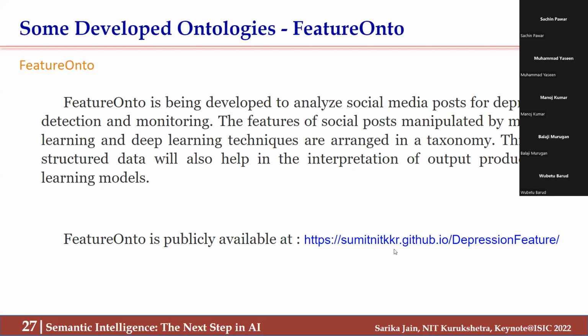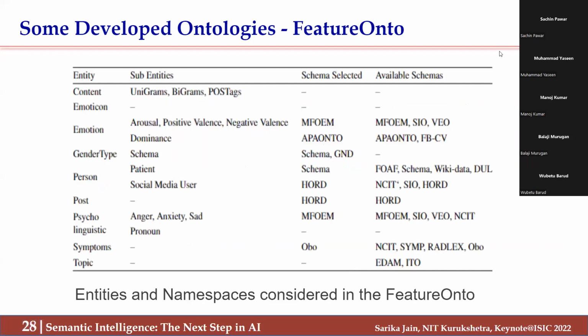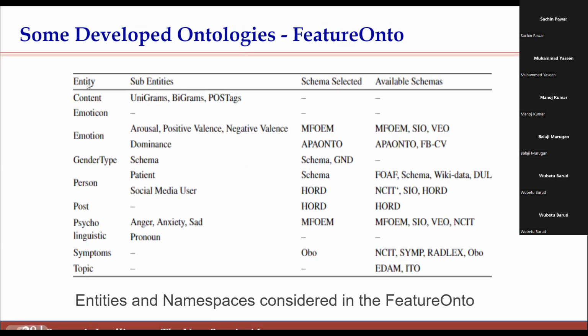Feature onto is publicly available at this link. You could explore it later on. In feature onto, these are the major entities in the first column. And in the third column, you could see the different schema that we have selected, and we have inherited the IRIs from these schema for these particular entities.